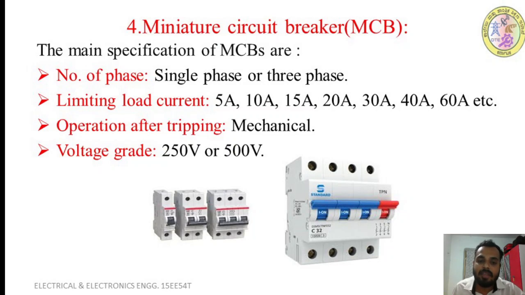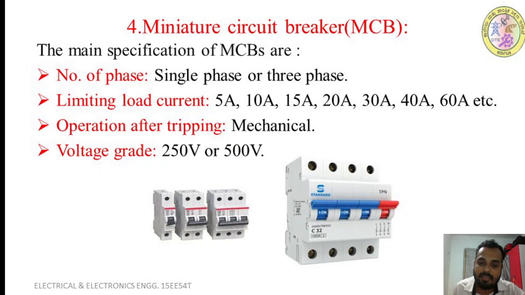Next, voltage grade. It may be 250 volt grade for single phase supply, 500 volt grade for three phase supply. See, this diagram represents MCB. You see this first one, it is a single pole MCB. It is used for single phase supply to control the one wire, that is phase. See, this is double pole MCB. This is also used for single phase supply, but to control both phase as well as neutral. See, there are two terminals for the connection. Here it was only one terminal.